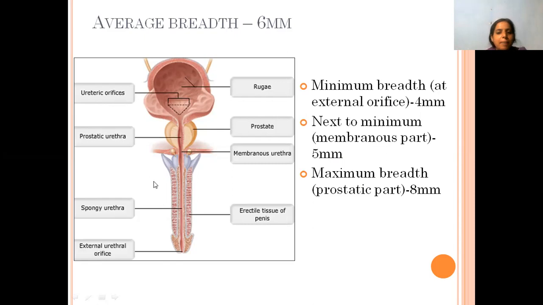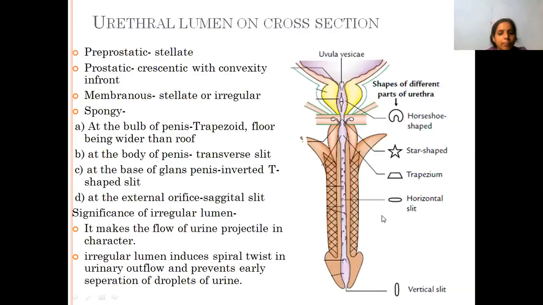The maximum width of the urethra is with the prostate gland, where we saw the openings of the prostatic utricle, prostatic sinuses, and ejaculatory duct. That area is quite wide. That is the maximum breadth it has, 8 mm. So this is the prostatic part.